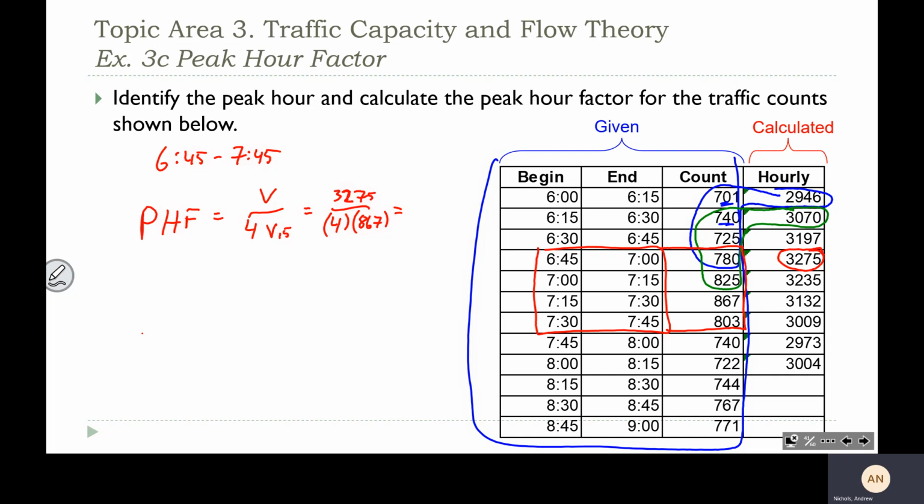Maybe I'm silly for it, but why did you choose the hour window? Like, how did you know to go to 7:45? Because we need 4 15-minute intervals. What's that give you? Did you get? 0.93.